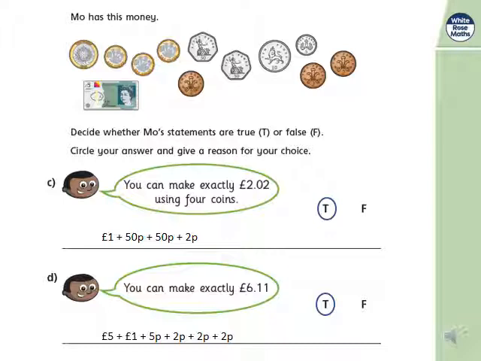And for part D, it says you can make exactly £6.11. And that statement was also true because you could have used £5, £1, 5p and then the 3 2-pence coins. Well done if you managed to do those ones.